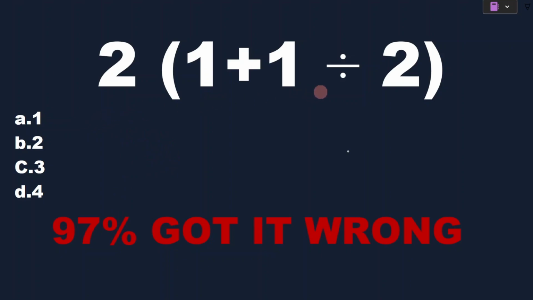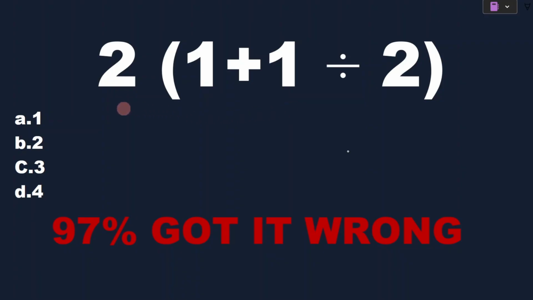This math question looks so easy. That is why 97% got it wrong. And the options we are given are 1, 2, 3, and 4. But they still got it wrong. Take a second and look at it properly. Solve it. Go ahead and put down your answer, but do not change it later.